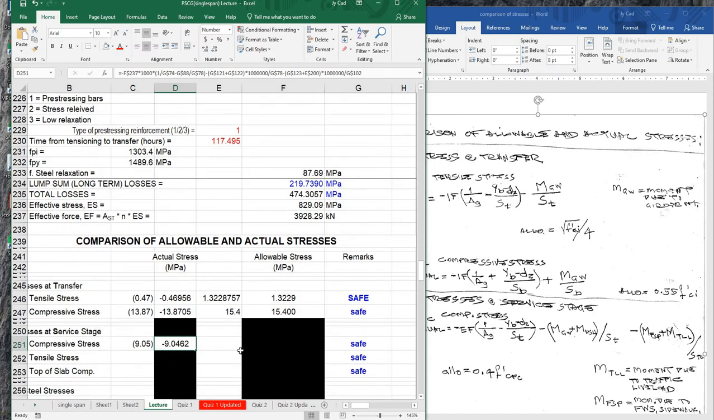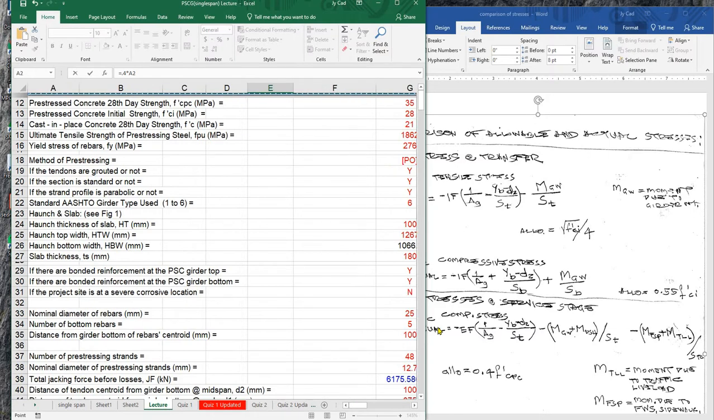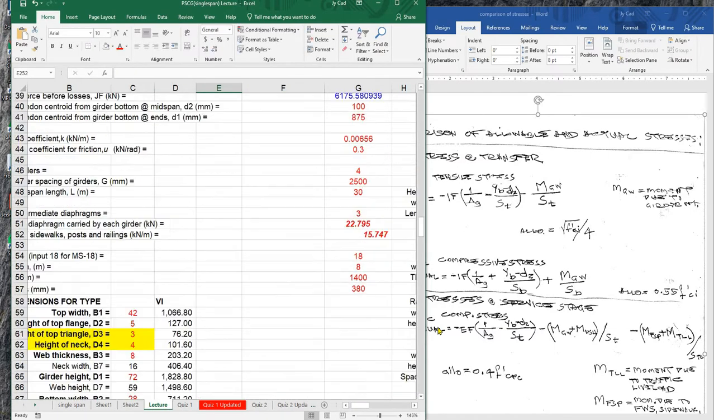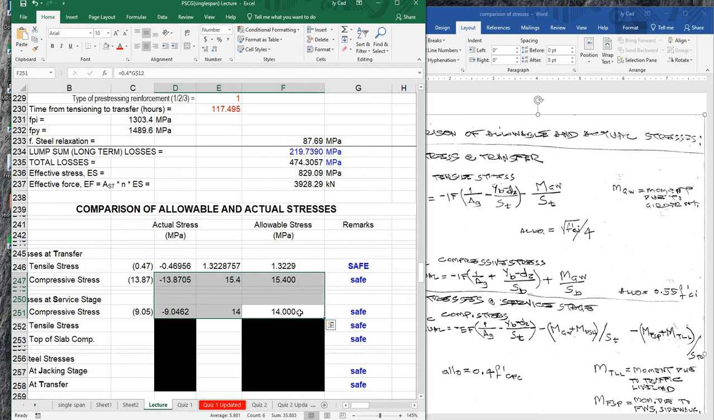Now, I am here at the allowable 0.4 F prime CPC, equal to 0.4 times F prime CPC. There it is. And then, I will press enter. Then, let's check again. I will just unhide that. Okay, so, they are the same now. Next, we are now at the tensile stress.